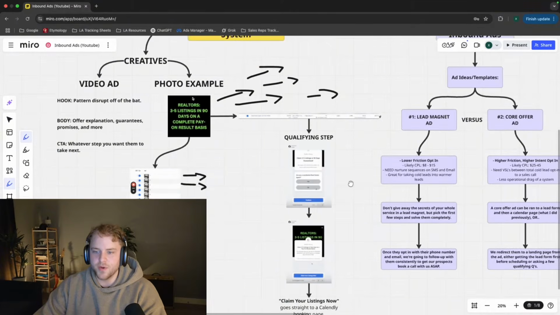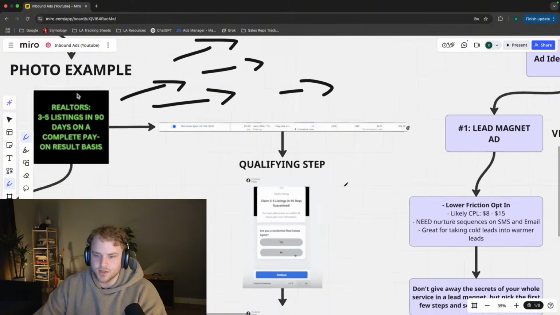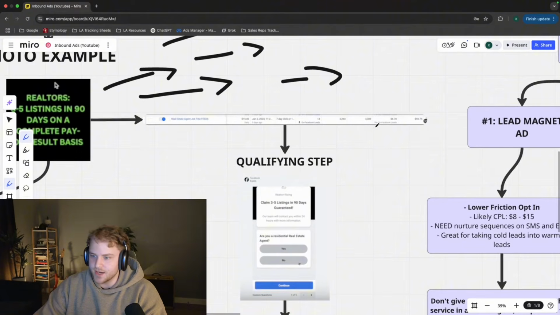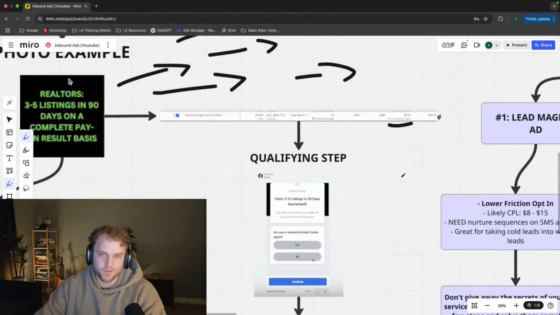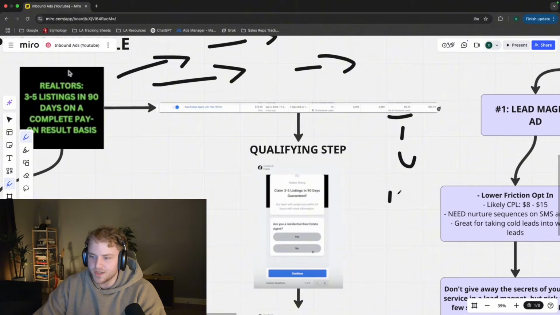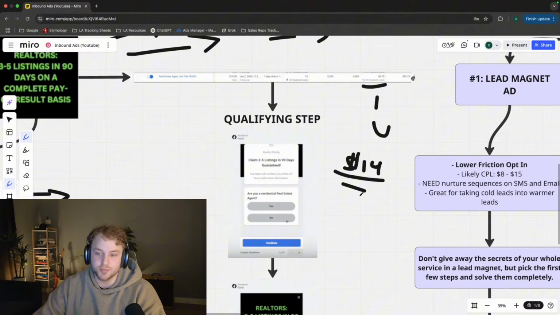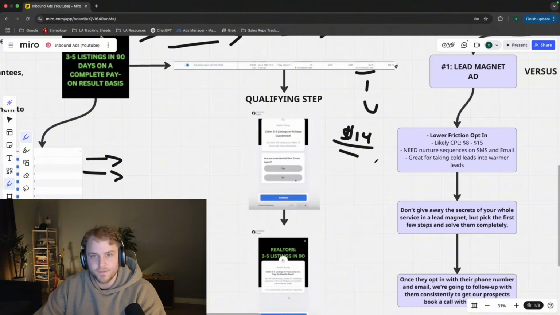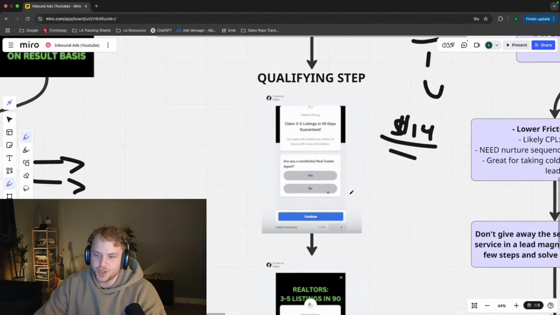In terms of going into qualifying and what do they do after they click learn more, this is the result from it. I was getting nearly $7 leads on Facebook with about a 15% appointment booking rate from the leads that are coming in. So as an example, this would be $14 per actual appointment scheduled on my calendar, which is pretty insane.